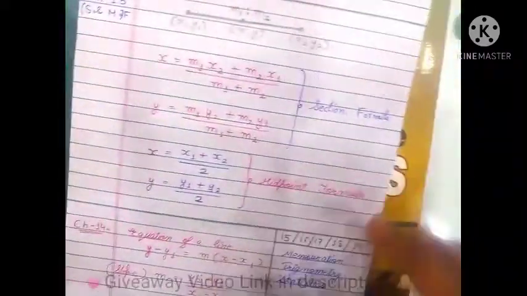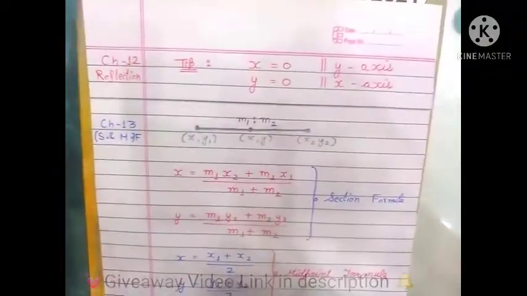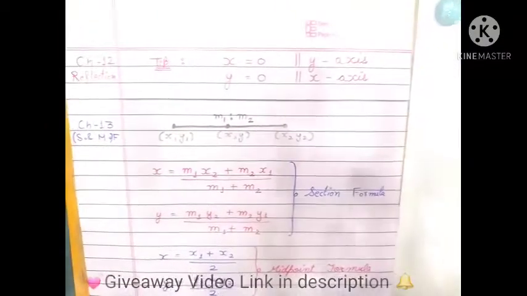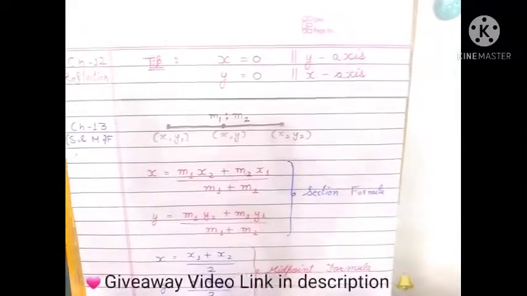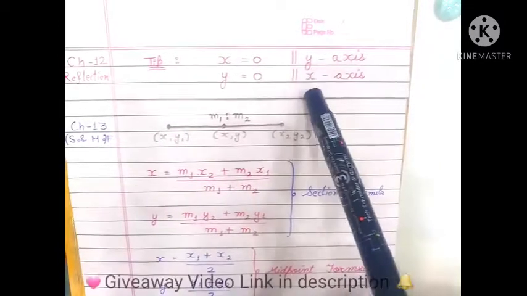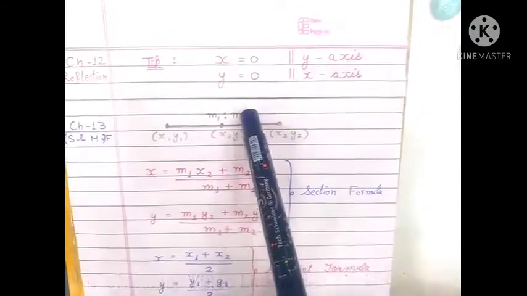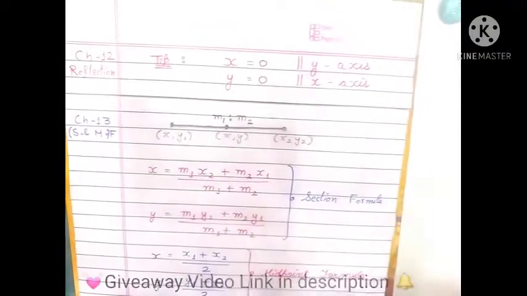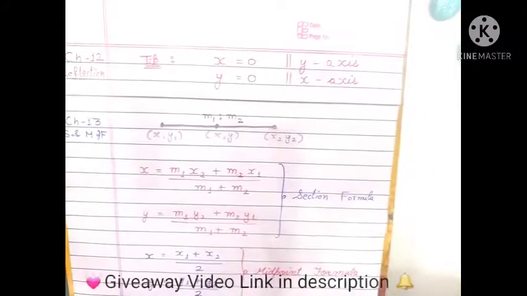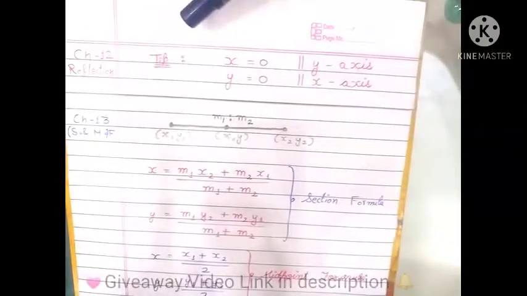Let me take you to chapter 12, reflection. You can see here I have written the formulas of coordinate geometry, but there is a tip for you in chapter 12 reflection. What that tip is: if x is equal to 0, that means the question is talking about the y-axis, and if y is equal to 0, that means it is talking about the x-axis. So this is an important tip. Okay, it's not a formula, it is a perfect tip for you. Children make mistakes in these. So in chapter 12 reflection, it is a tip.